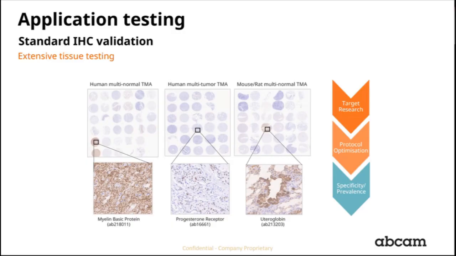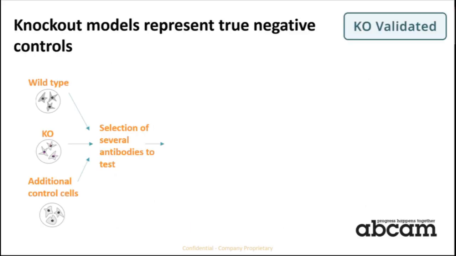So for our IHC standard validation, we use an in-house tissue microarray comprising 16 normal human tissues as well as cancer tissue. And then we also include normal mouse and rat tissue. So in this tissue microarray, it includes both the positive and negative controls to ensure that the staining is specific. We'll also cross-reference it to the literature to see if the staining patterns align. And if it does not align, then the antibody would not be recommended for IHC application.